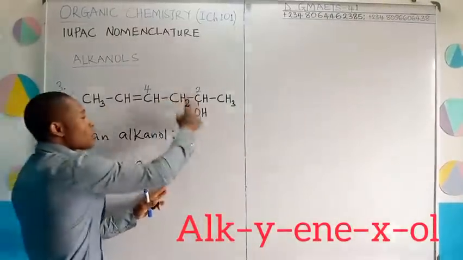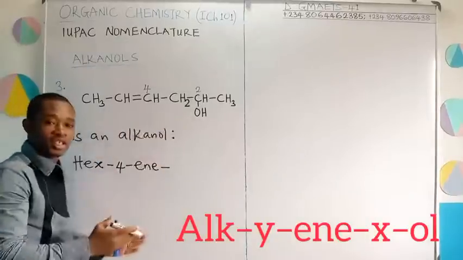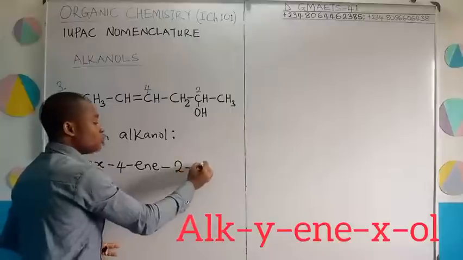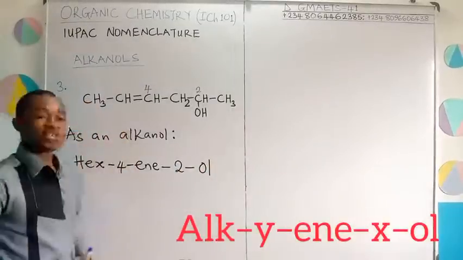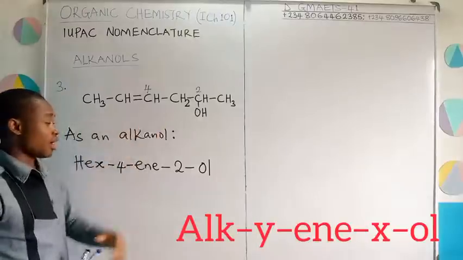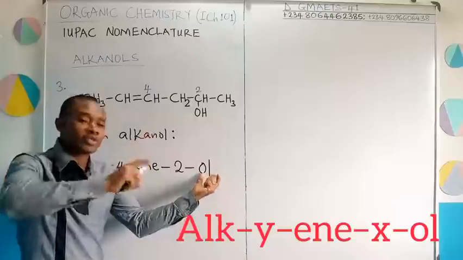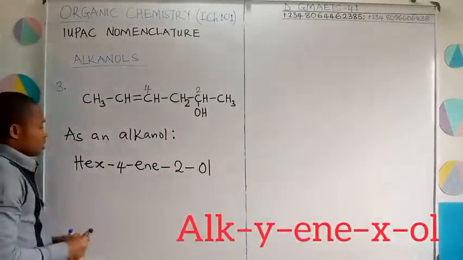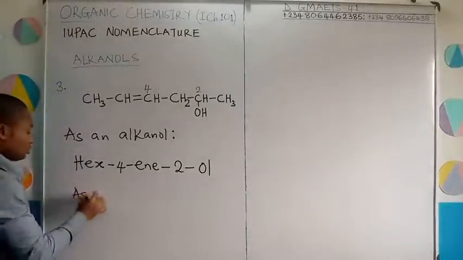On the second carbon atom, we have the major functional group we are treating, which is the OH. That's on the second carbon atom, so you indicate it: you have 2, and you conclude with what? Ol. This is how we handle a structure like this, taking it as an alkanol. You notice that we ended it with "ol", so that tells us that we've respected this structure to be an alkanol. Permit me, please, to handle it as an alkene this time around.